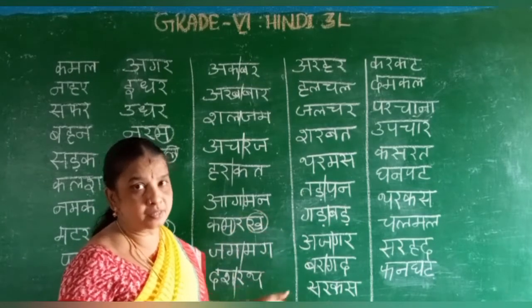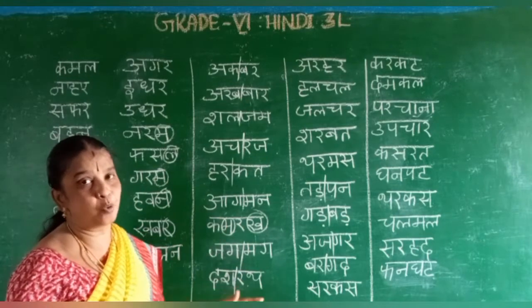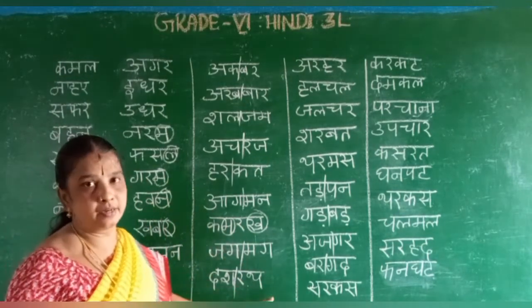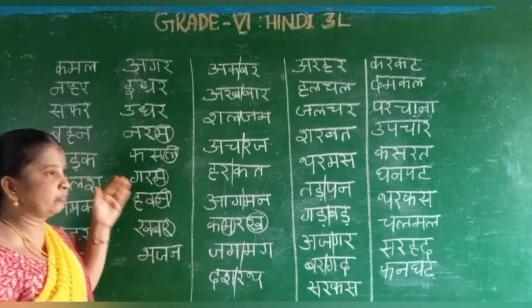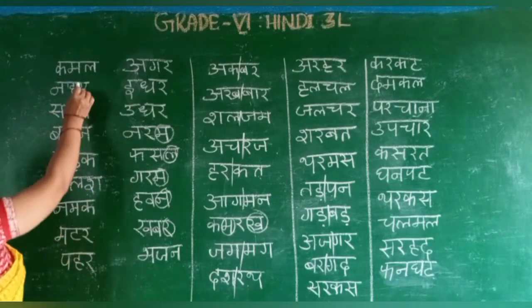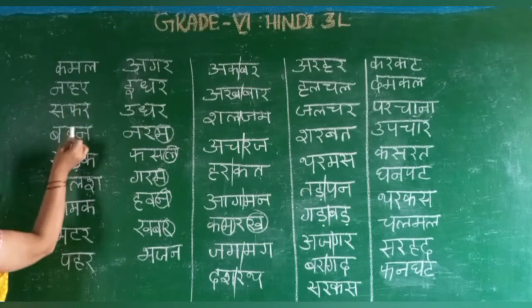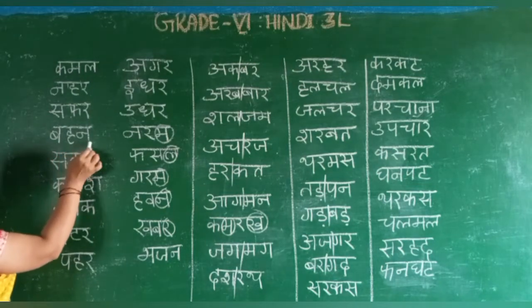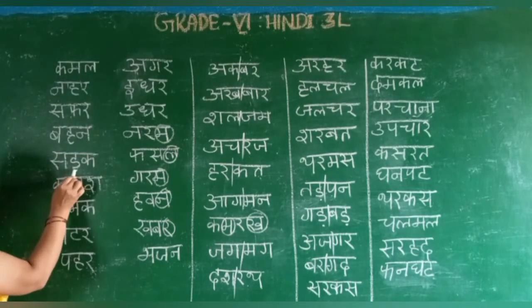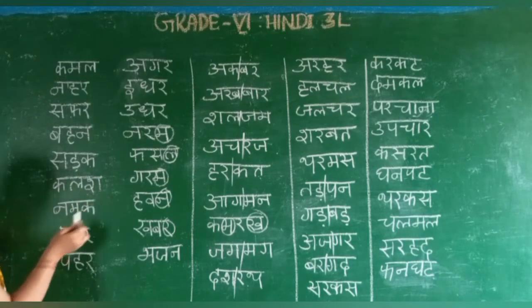Reading is very much a must in our Hindi portion. Then handwriting, these two parts are very important. Reading and handwriting. So that's why I am reading one by one once again for you. Listen carefully. Ka, ma, la, kamal. Na, ha, ra, nagar. Sa, fa, ra, safar. Ba, ha, na, bahan. Sa, da, ka, sadak. Ka, la, sha, kalash. Na, ma, ka, namak.